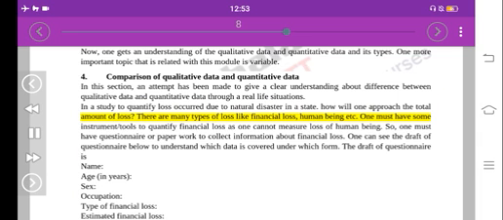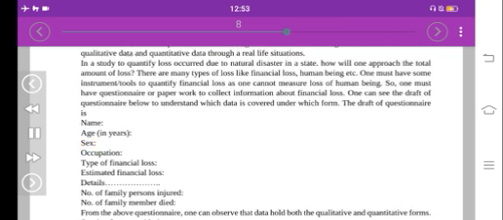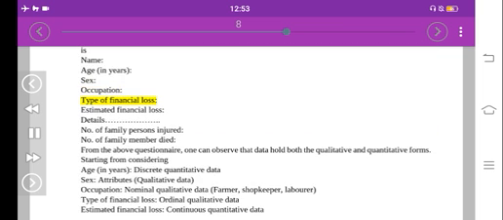There are many types of loss like financial loss, human being, etc. One must have some instrument tools to quantify financial loss as one cannot measure loss of human being. So, one must have a questionnaire or paperwork to collect information about financial loss. One can see the draft of the questionnaire below to understand which data is covered under which form. The draft of the questionnaire is: name, age in years, sex, occupation, type of financial loss, estimated financial loss, details.